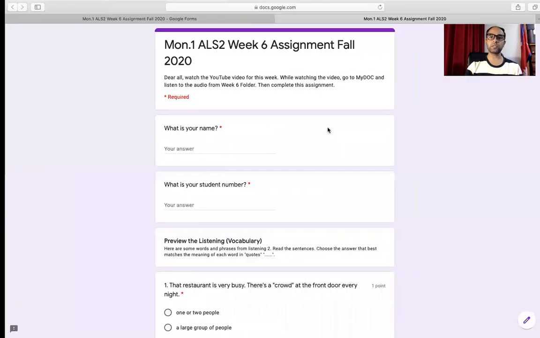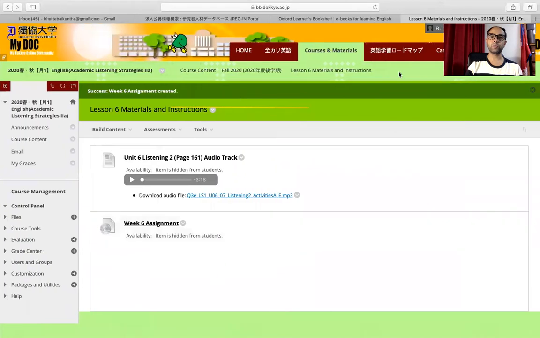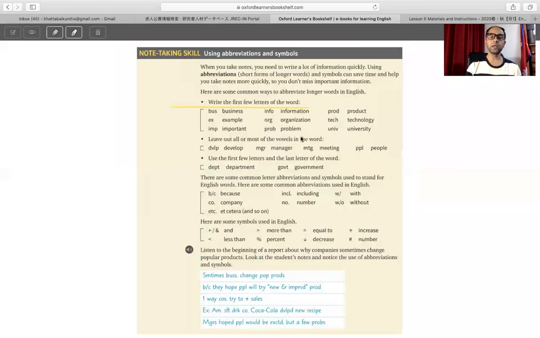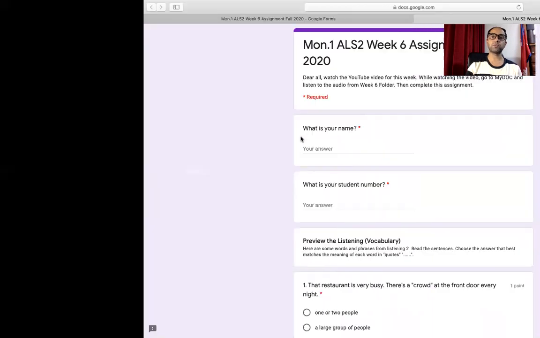Actually, this is in your textbook also. Let me quickly show where you have this. In your textbook, go to your textbook on page 122. You have this information on page 122. So if you want to study later, go to page 122.